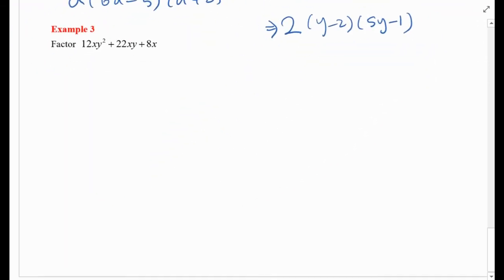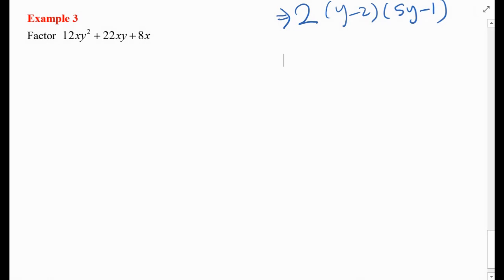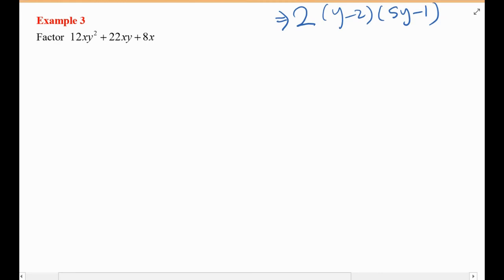All right, last question. Factor 12xy squared plus 22xy plus 8x. It looks really complicated. So I want you to try this by yourself first. Pause the video, try this by yourself. All right, let's do it together.